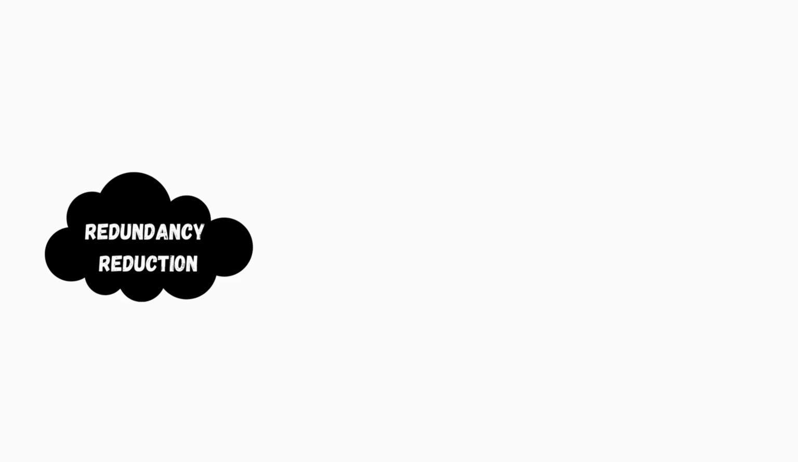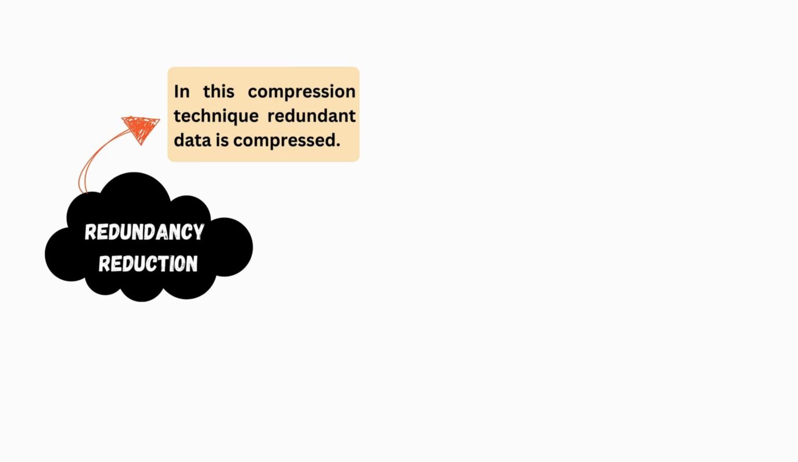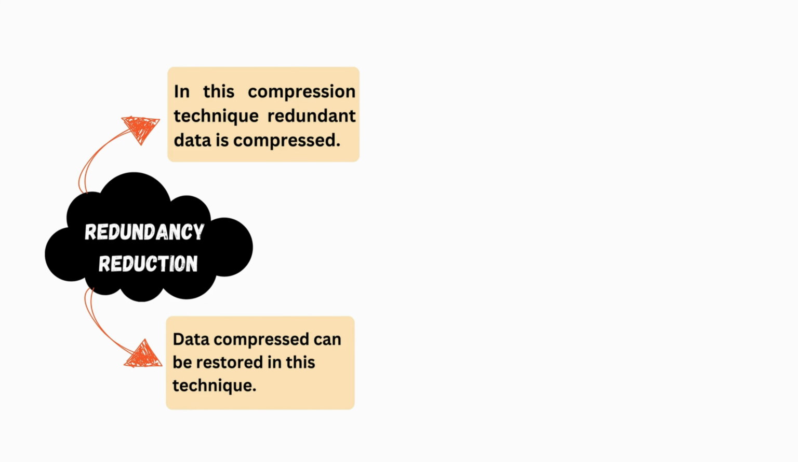Let us discuss the redundancy reduction now. In this technique of compression, we reduce the data by removing the redundant data or by removing the duplicate data. Now, since we remove the redundant data, this compression technique allows us to restore the data whenever we want from our compressed data. In simple terminology, we can say the compressed data can easily be restored to its original size.